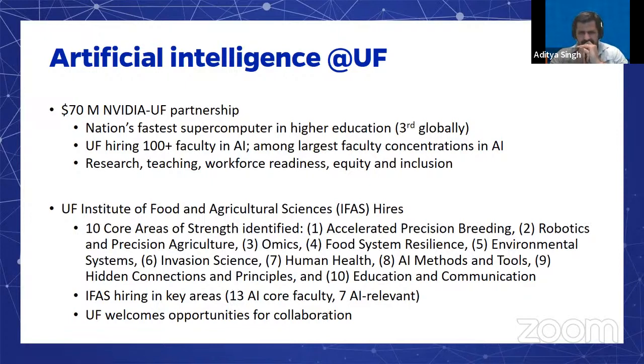In terms of AI, we have just gotten into this $70 million collaboration with NVIDIA. These are famously the people who make graphical processing units, GPUs, for computers. The founder of NVIDIA happens to be a University of Florida alum. So we now have the US's fastest supercomputer in higher education. It's approximately third globally, I think.